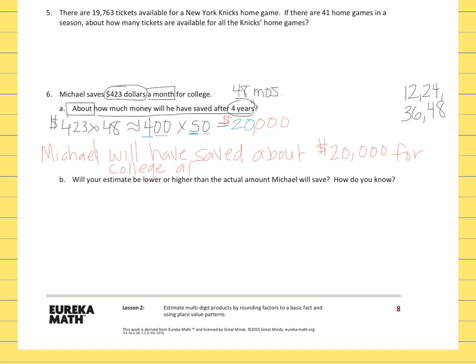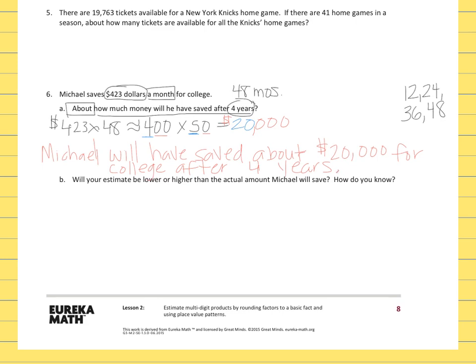After 4 years. So I'm getting a little more detailed with my description of what's going on in the word problem. I'm reusing a lot of the question's wording back in my answer. So that answers the question. Michael will have saved about. This about needs to be there, otherwise it technically is inaccurate. You're saying it's the precise number, and it's not. It's the estimation number. And make sure your ending punctuation mark is after your sentence.